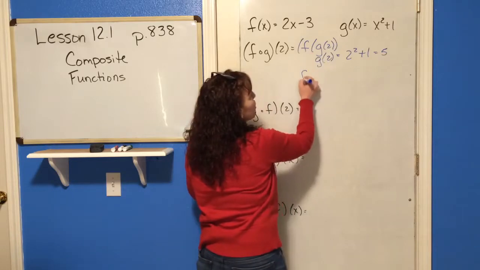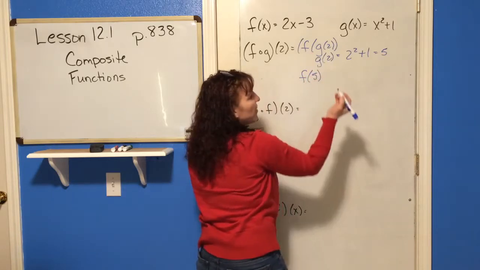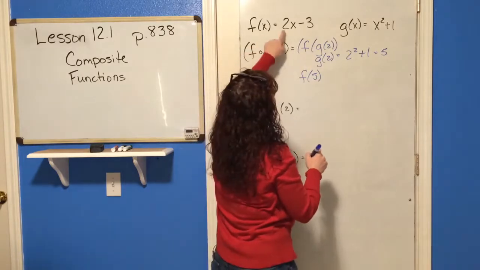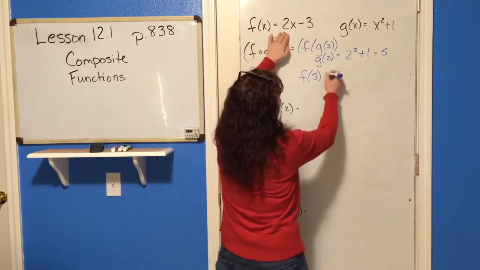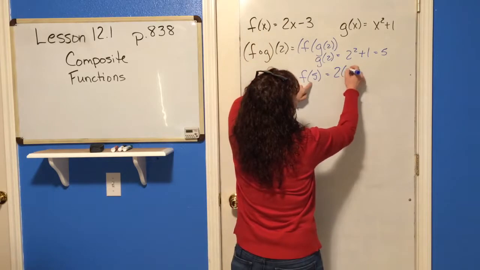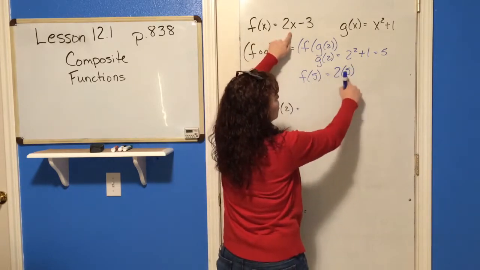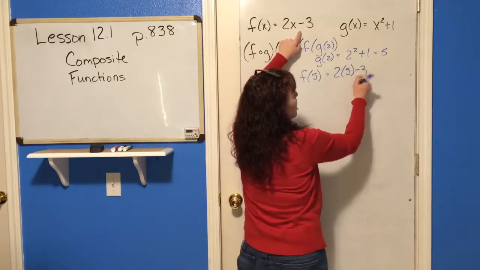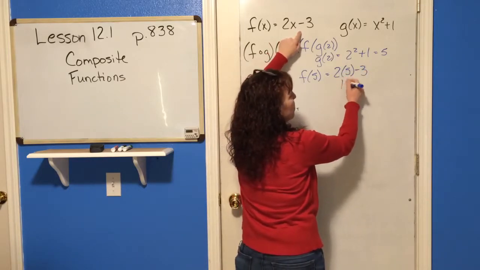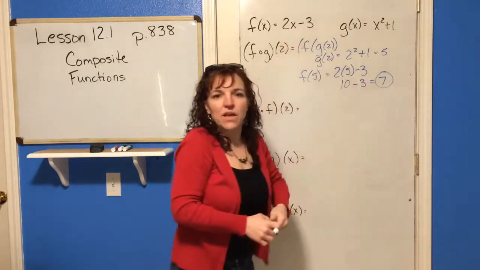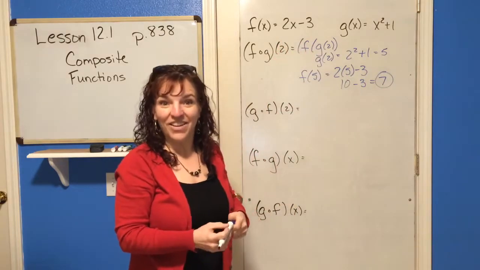So now we just want f of 5. We put the 5 into the f function. So 2 times 5, because whatever your x is, you're going to put in, minus 3. 2 times 5 is 10. 10 minus 3 is 7. So my final answer is 7. And you're done.